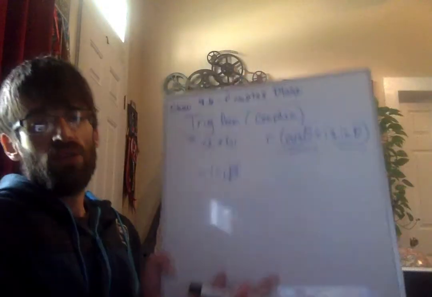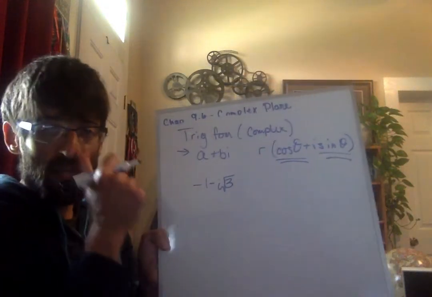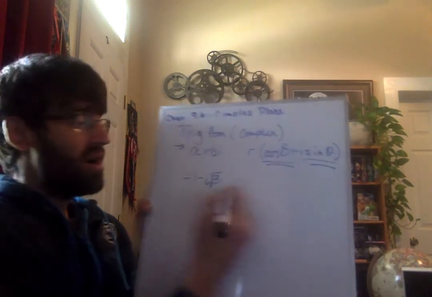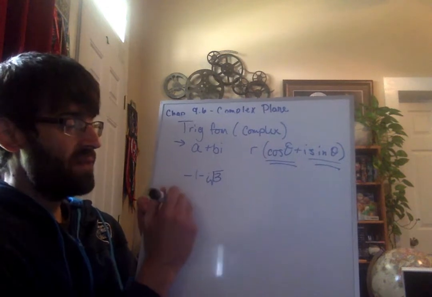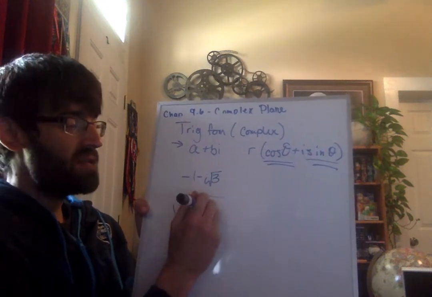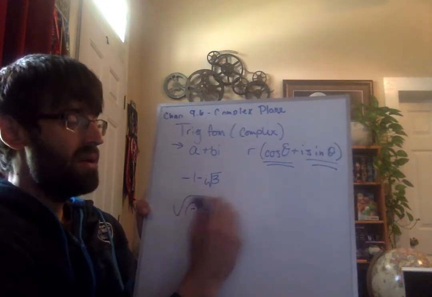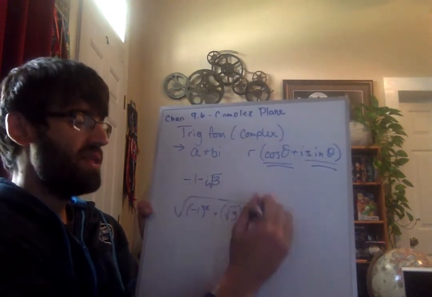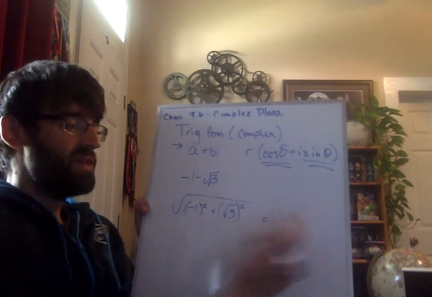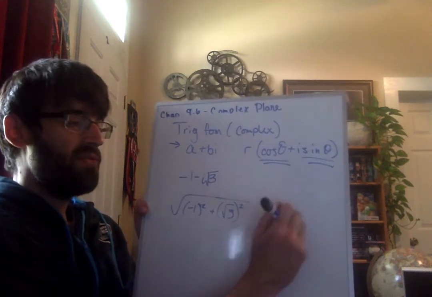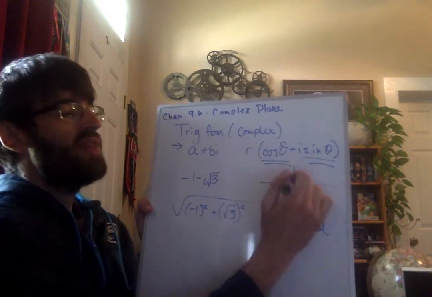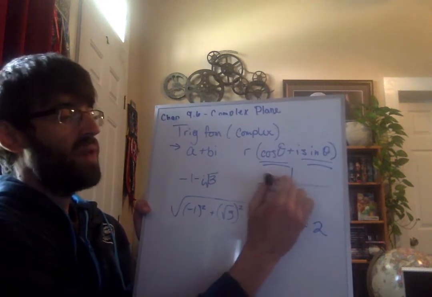The next one is going to be negative 1 minus I square root of 3. First thing I'm going to do is find r. So I'm going to take the square root of negative 1 squared plus the square root of 3 squared. Remember, never take the I with it. So this is going to be 1 plus 3 is 4. The square root of 4 is 2. So r is 2. If I were to graph that, that's going to be out here in quadrant 3.